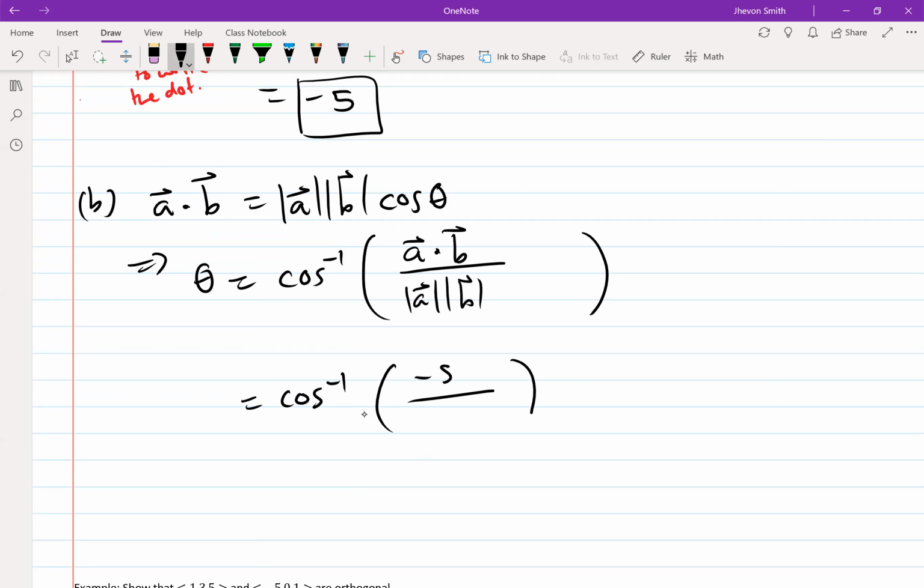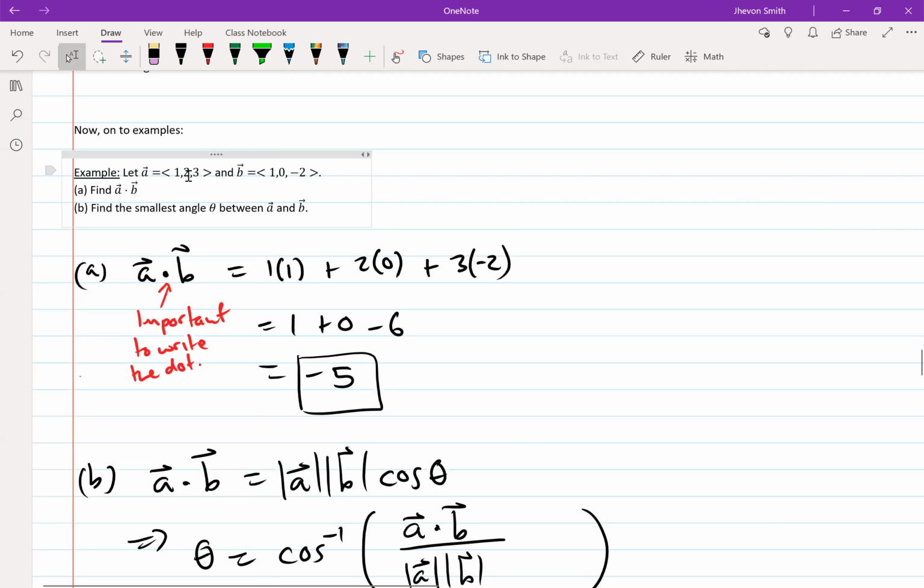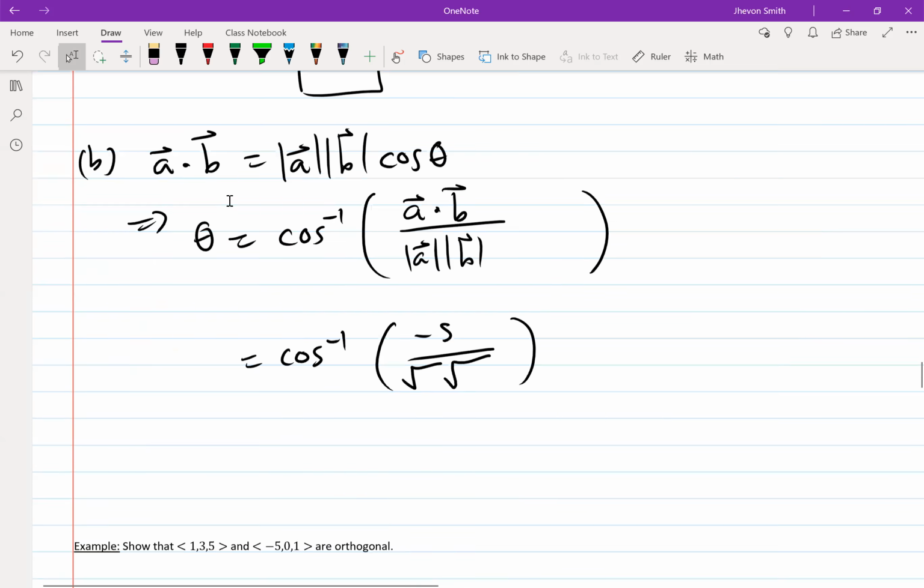And the magnitudes, we just used the formula that we had. So this is going to be square each component added together, take the square root. So that's 1 squared plus 2 squared plus 3 squared, which is, I want to say 14, square root of that.